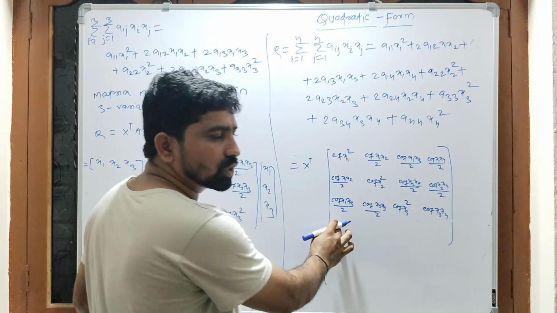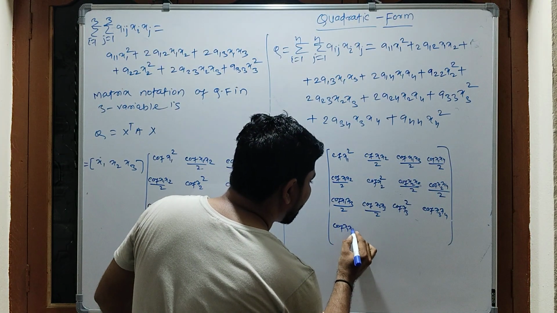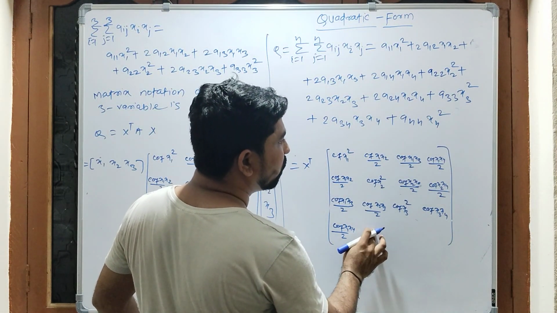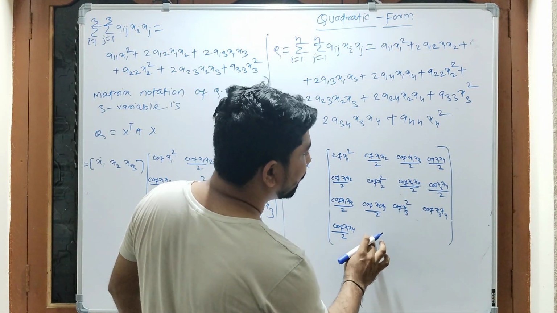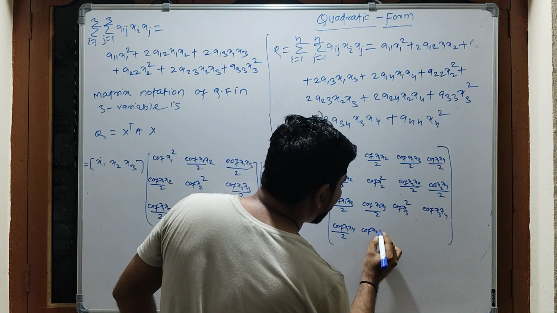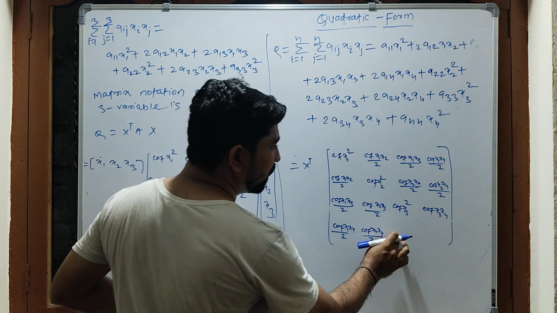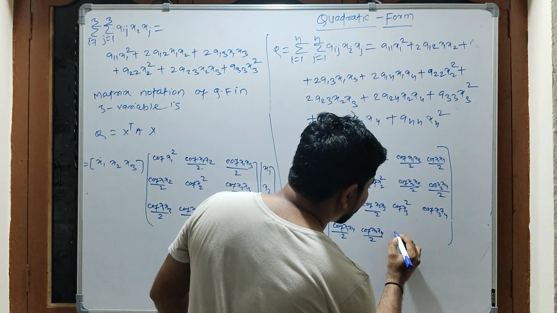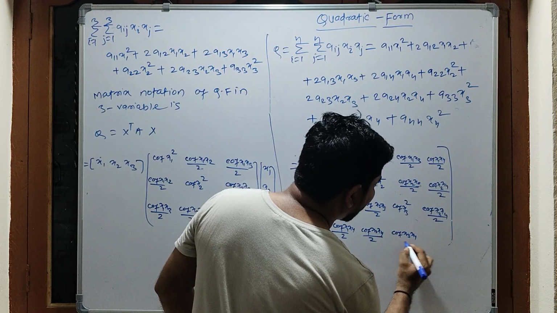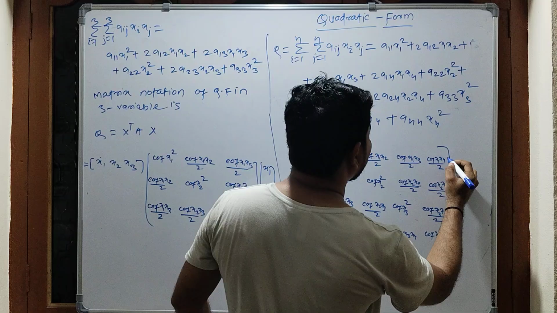Now this is the a41 position. a41 is the same as a14. Here the coefficient of x1 x4 divided by 2. Then a42. a42 is the same as a24, so I am writing the same here: the coefficient of x2 x4 divided by 2. Then this is the a43 position. a43 is the same as a34, so this is the coefficient of x3 x4 divided by 2. This is the coefficient of x4 square, and here this is simply x.